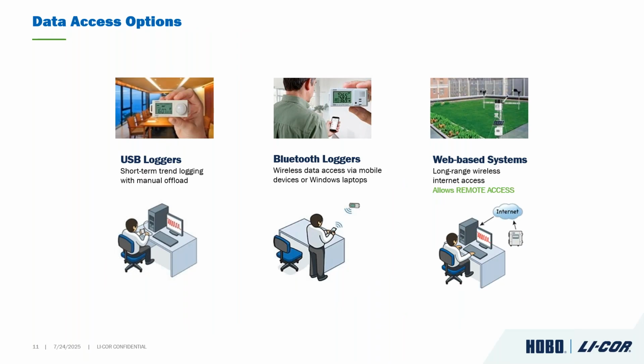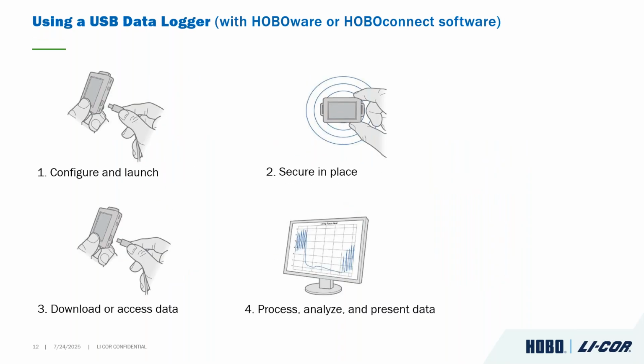So to get started, we will look at a few data access options. First, we are going to look at our USB loggers. Using a USB data logger is quite easy using either our HoboWare or HoboConnect software. First, you're going to configure and launch that data using either HoboWare or HoboConnect. You will secure that logger in place, allow it to record the data needed. From there, you will be able to easily download or access that data. And in either HoboWare or HoboConnect, you will be able to process, analyze, and present the data.